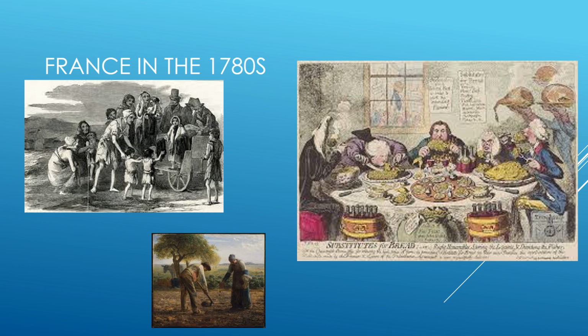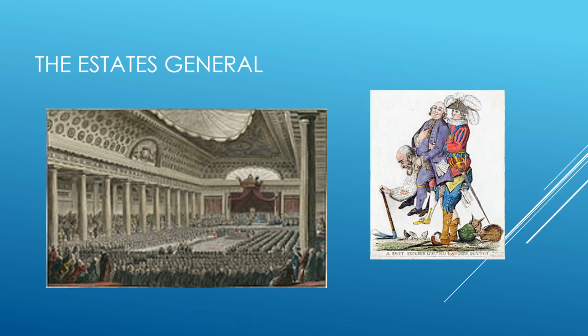However, the aristocracy, the ancien regime, kind of pictured here in this cartoon, continued to live a lavish lifestyle, eating meat and stuff like that, not just bread, lots of wine, and just living a lifestyle that the peasants couldn't ever afford to attain.